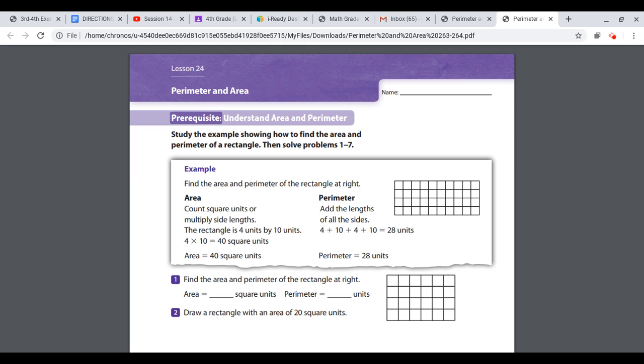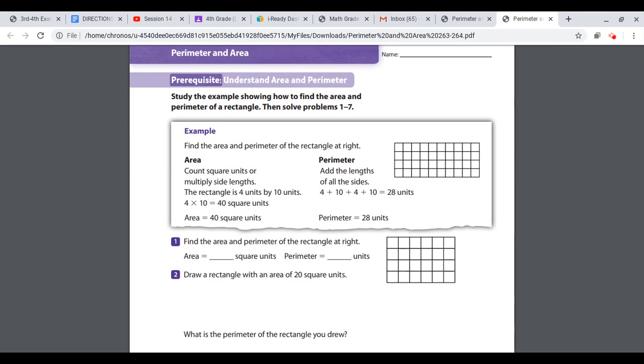It says study the example showing how to find the area and perimeter of a rectangle, then solve problems 1 through 7. The example says find the area and perimeter of the rectangle at the right. Area. Count the square units, or multiply side lengths. The rectangle is 4 units by 10 units. 4 times 10 equals 40 square units. Area is 40 square units.